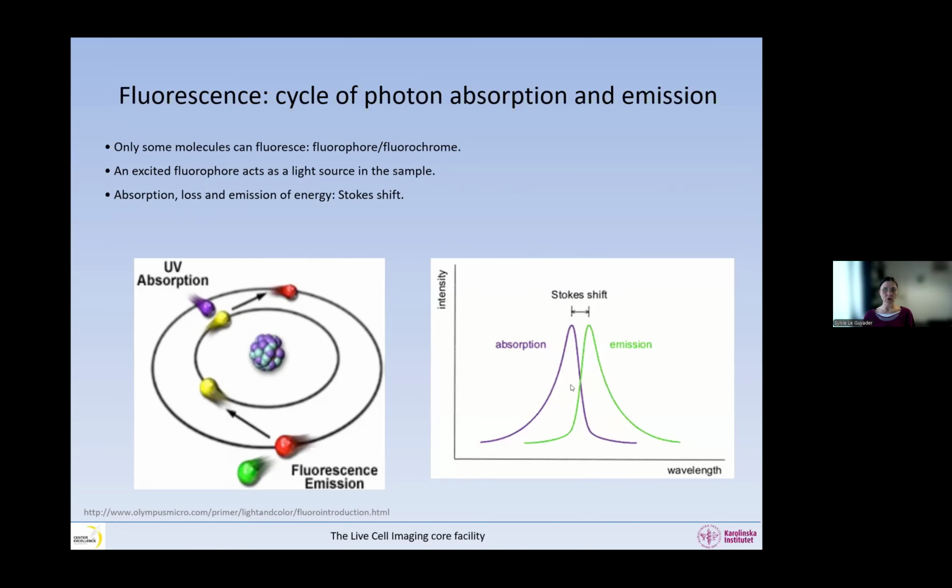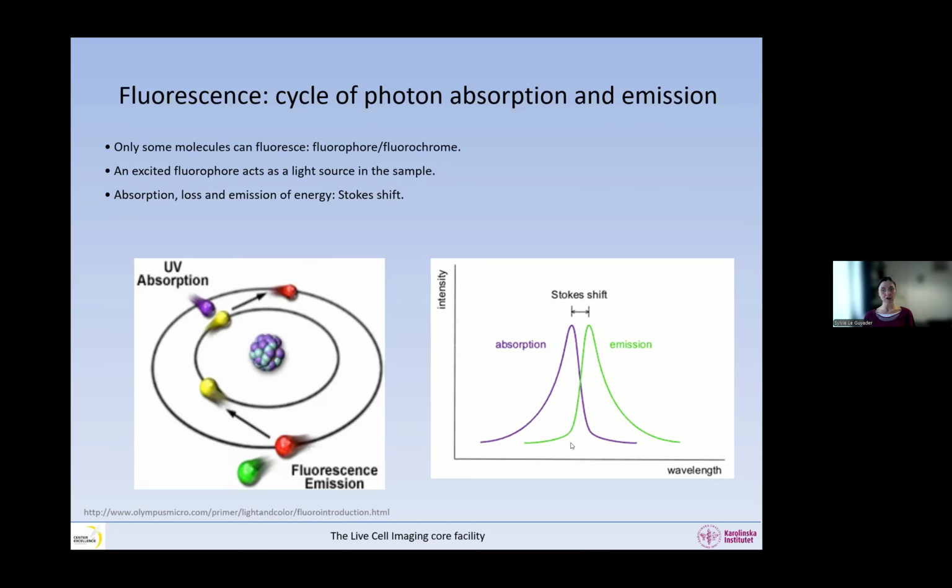So this is the way we can represent this. Here we have the light that is absorbed by the fluorophore, and then in here we have the emitted light, and you can see that there is a shift between the peaks here, and it's called the Stokes shift. Maybe some of you have heard about this. And what is it? It is basically the difference in wavelengths between the peak of the excitation light and the peak of the emitted light.